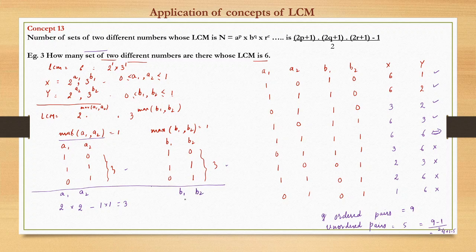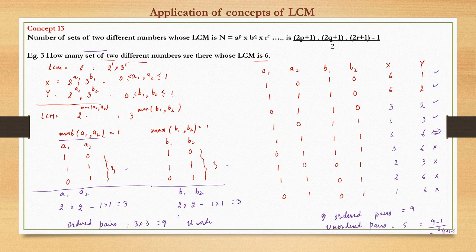B1, B2. Same as before, B1 can take two values, 0 and 1, and B2 can take two values. Minus, we will subtract those cases where neither of B1 and B2 is taking a value equal to 1. So that is 1 into 1. So here also we are getting 3. So total ordered pairs is nothing but 3 into 3, 9.